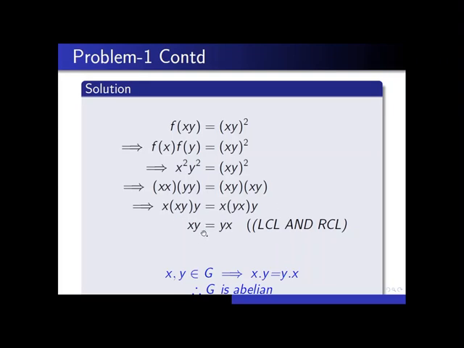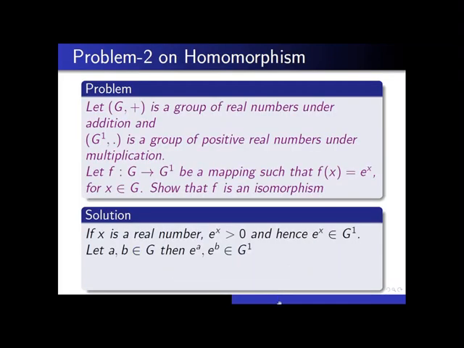What is x and what is y? These are elements in G. X into y is equal to y into x means G is abelian. That's all. Now let us take another problem.